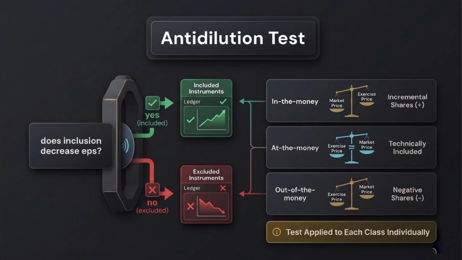Before including any potential common share, apply the anti-dilution gate. Ask one question. Does including this instrument reduce EPS or increase loss per share? If yes, include it. If no, exclude it. For options and warrants, in-the-money instruments usually create positive incremental shares, while out-of-the-money instruments are excluded. Diluted EPS should never be made higher by adding potential shares.